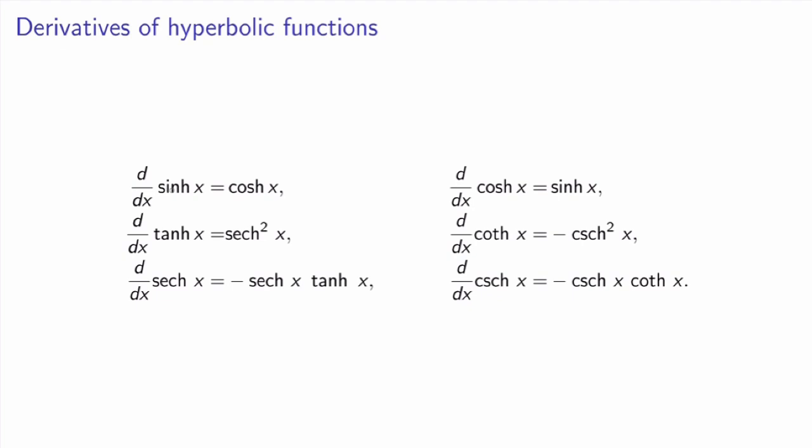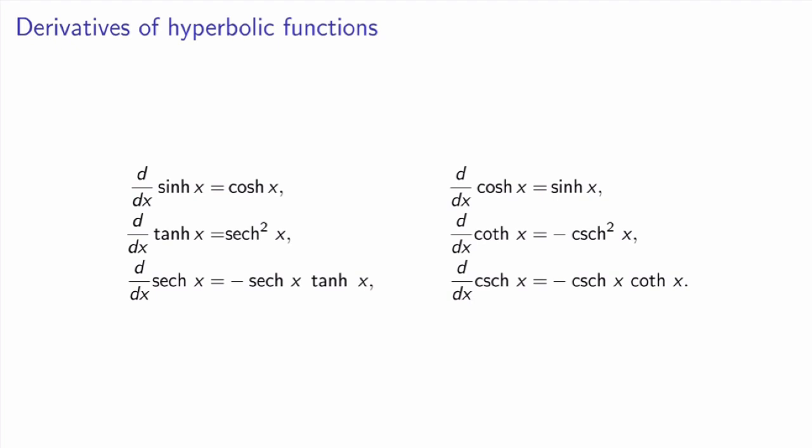So the derivative of hyperbolic sine is hyperbolic cosine, the derivative of hyperbolic cosine is hyperbolic sine, the derivative of hyperbolic tan is hyperbolic secant squared, the derivative of hyperbolic cotan is minus hyperbolic cosecant squared, and the derivative of hyperbolic secant is minus hyperbolic secant hyperbolic tan, while the derivative of hyperbolic cosecant is minus hyperbolic cosecant hyperbolic cotan.